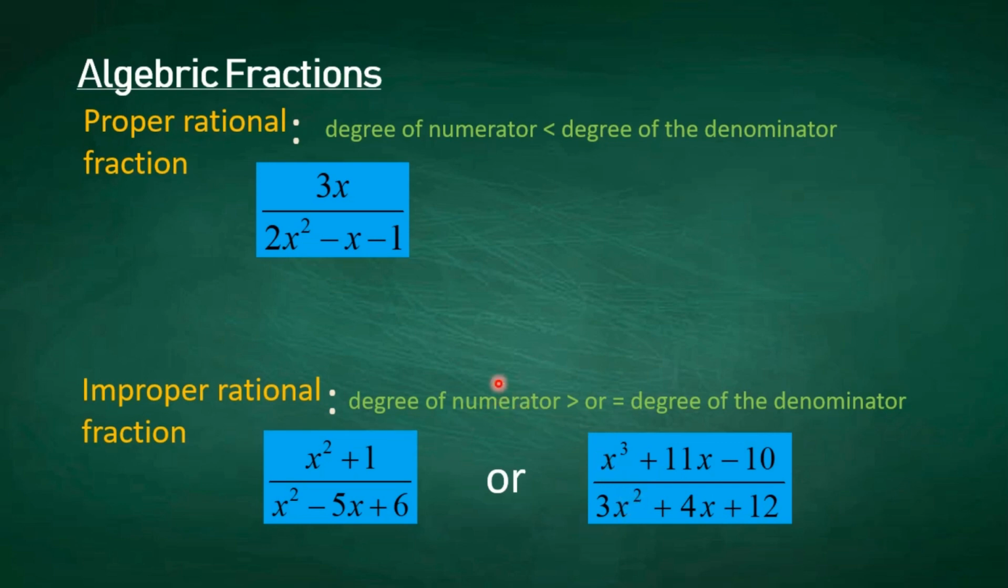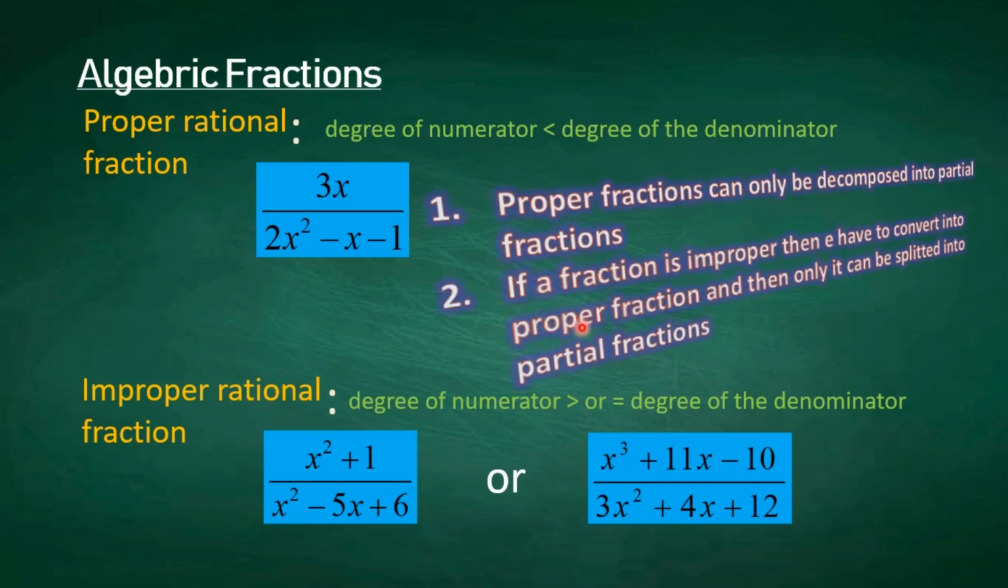So over here, what can we conclude? We can say proper fractions can only be decomposed into partial fractions. So it's easy to decompose a proper fraction into partial fractions. Whereas if we are given an improper fraction, then what should we do? The improper fraction has to be converted into a proper fraction, and then only it should be split into partial fractions. So we will look into some examples of how to convert an improper fraction into a proper fraction, and then convert it into partial fractions.